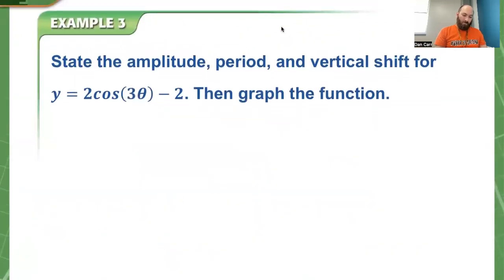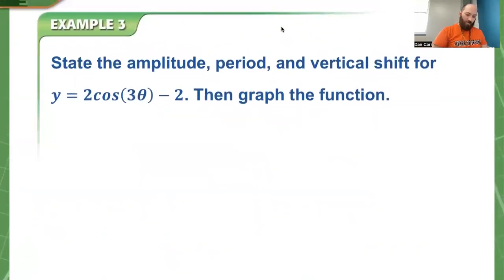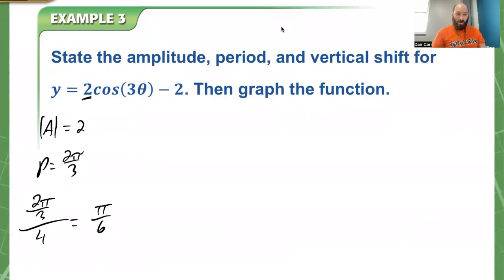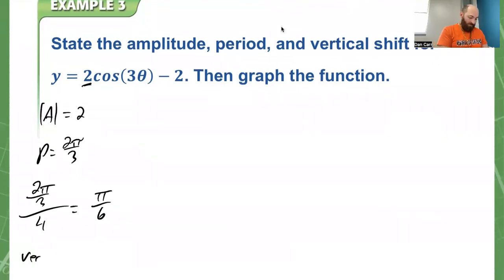One more cosine. So we've got state the amplitude, period, and vertical shift here. So amplitude is 2, thanks to that number. Period is going to be 2 pi over 3. If I take that 2 pi over 3 and divide that by 4, just like earlier, that comes out to pi over 6. Those are all my tick marks. And I have a vertical shift down 2. So we've got a -2 in this case.